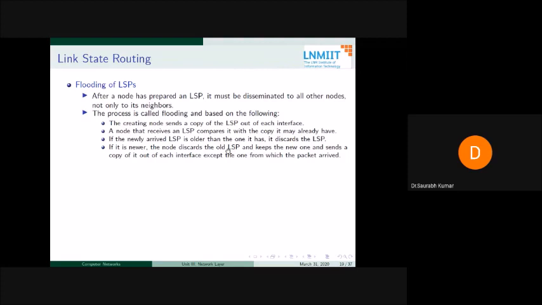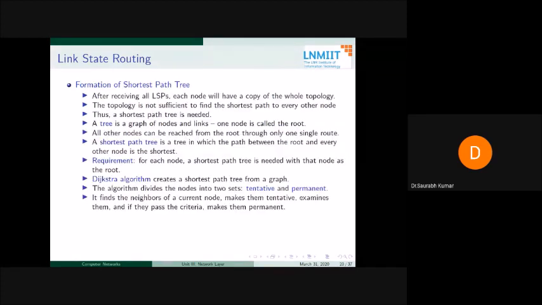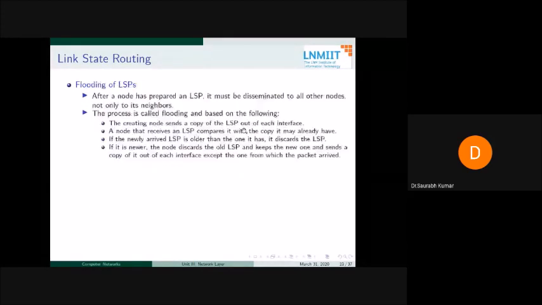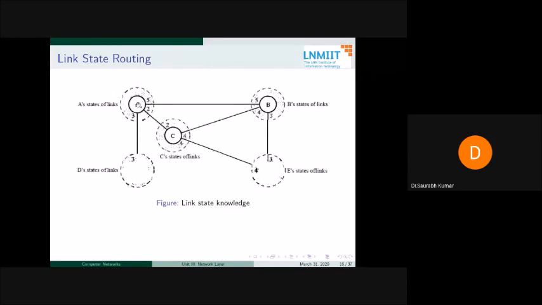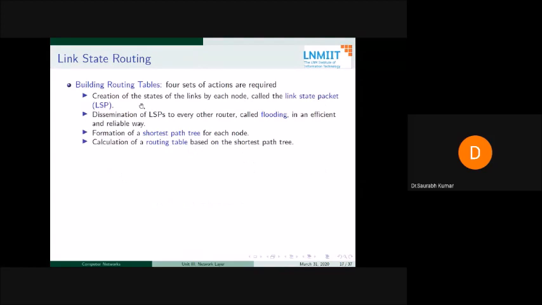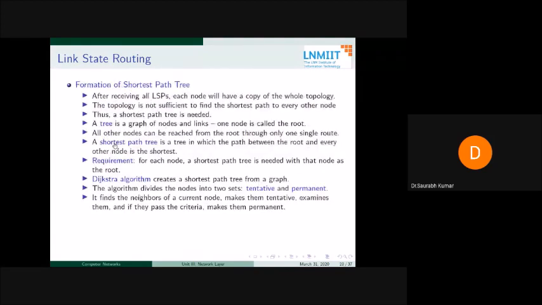Third, very important, is the formation of the shortest path tree. Now the LSPs are created and flooded, and the LSPs are with each and every node. Now the shortest path will be computed. As you all know, a tree is a graph of nodes and links wherein one node is called the root. If in this particular figure A wants to find the routing table entries for itself, then A will be the root node of that tree. A shortest path tree is defined as a tree in which the path between the root and every other node is the shortest.